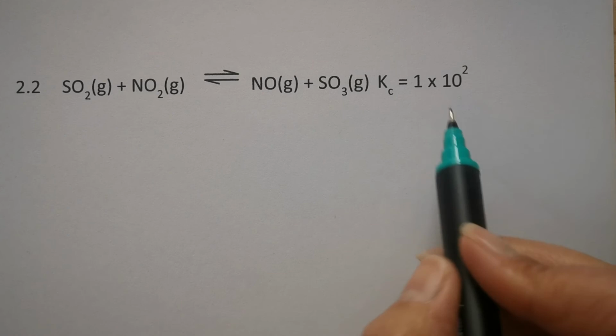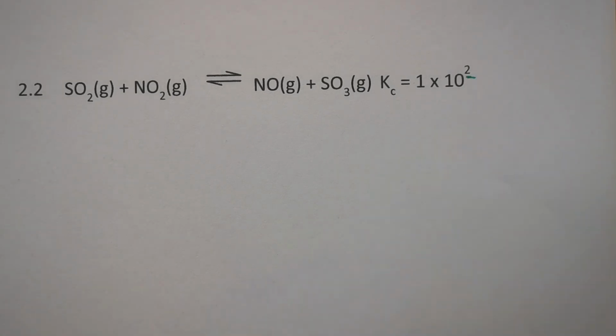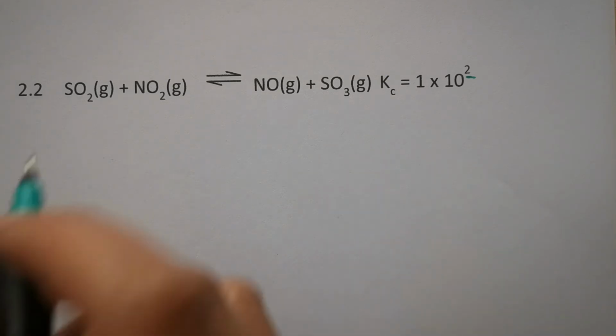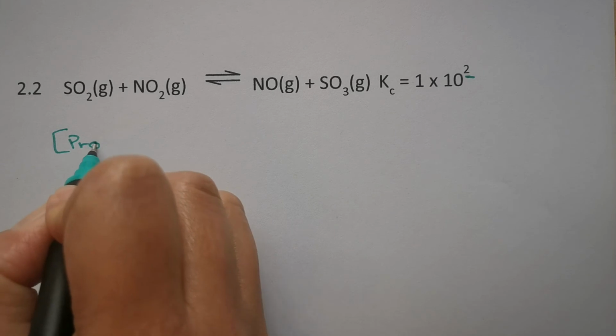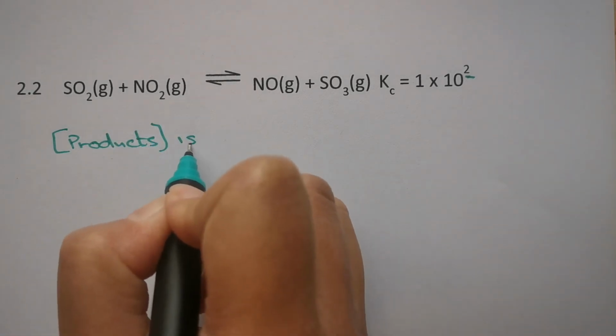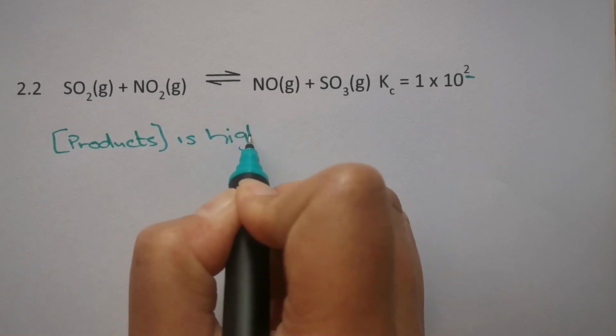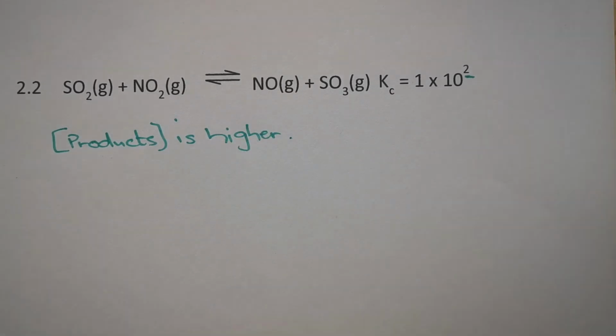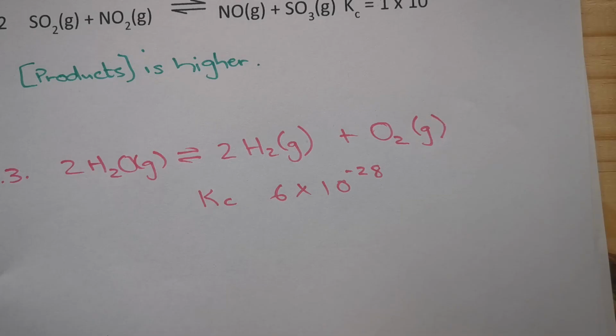Please note that this Kc value on the side here is a big number, but it's not as big as the last example. So we also know that the concentration of the products is higher than that of the reactants, but this particular reaction might not be making us that much money.